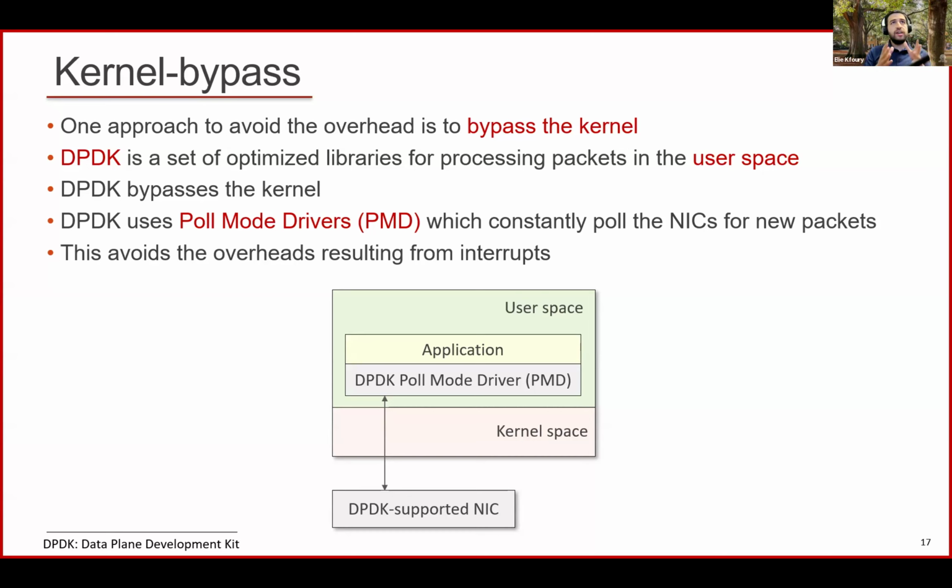So in summary, DPDK would allow us to write the packet processing logic at the user space, right? And it has some drivers that would allow us to extract all these packets from the NIC, process these packets, and then send them back or drop them or do whatever we want with them.